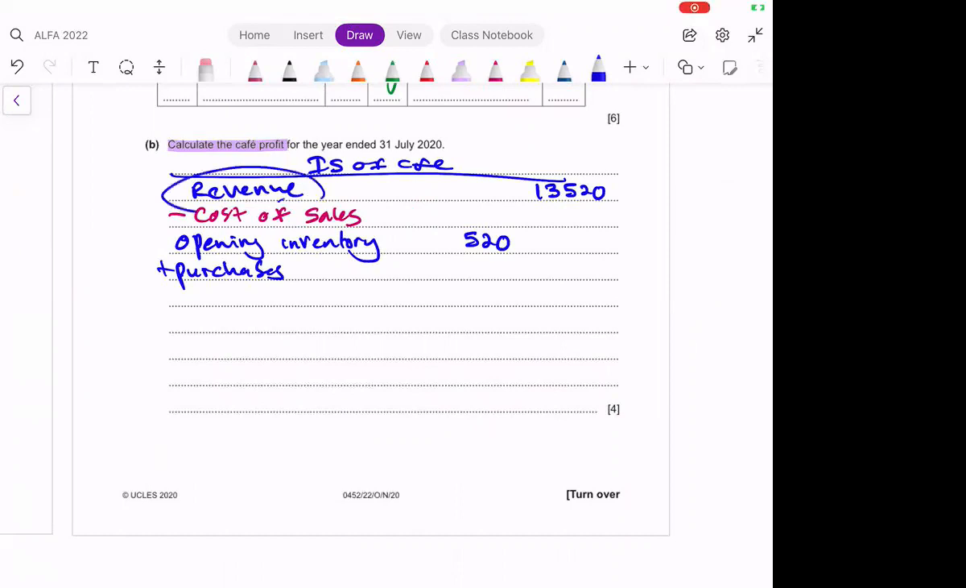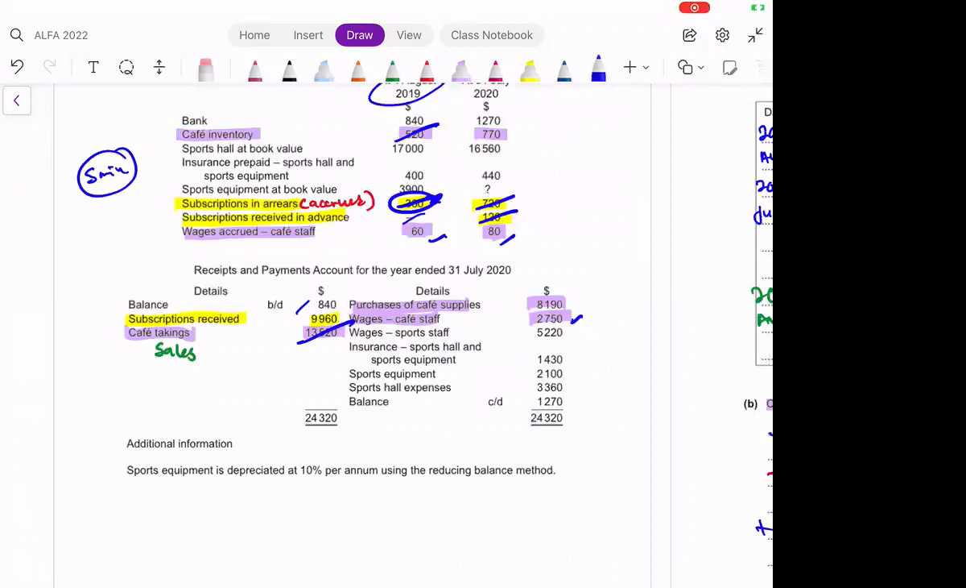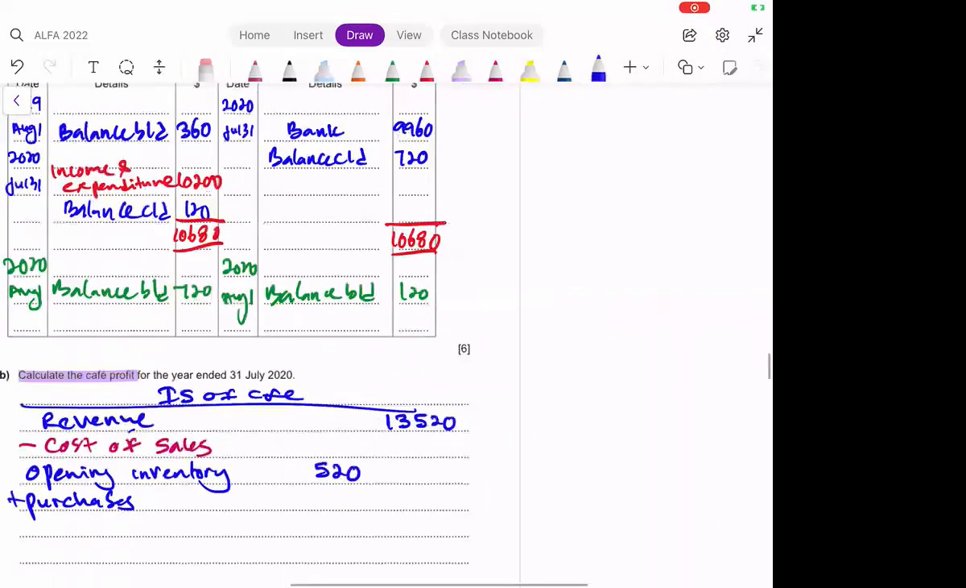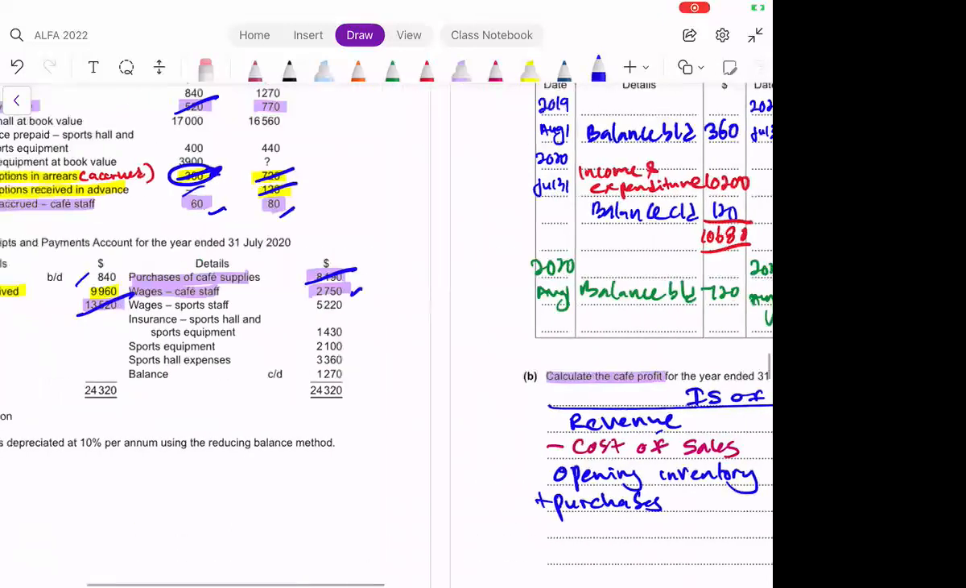Yes, you can write cafe takings also. If you want to write cafe takings here it is acceptable, but normally we write revenue because it's revenue. Purchases, 8190. Sales can, revenue can, cafe takings can, all can. Purchases 8190, correct?